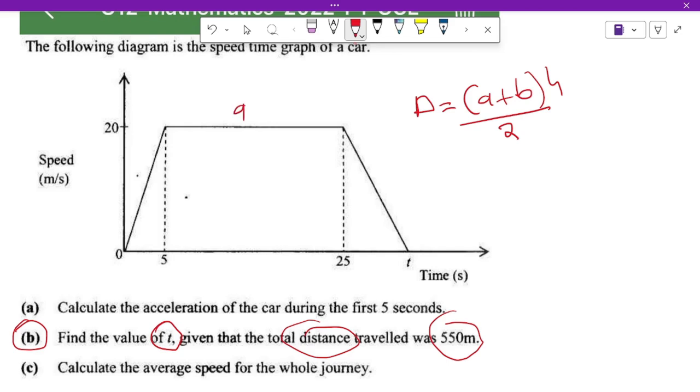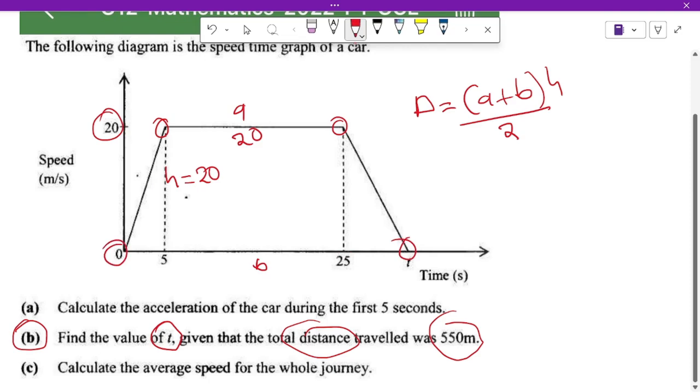Our A is this one, our B is this one. A is the distance from there to there, which we can extract from these values. You can say 25 minus 5, it gives you 20. Then the height is the distance from there to there, which we can extract by saying 20 minus 0. So height is equal to 20. Now, how about the value for B? B is the distance from there to there, which we can extract by saying t minus 0. So B is just going to be represented by t.